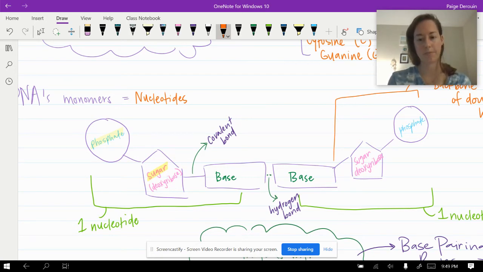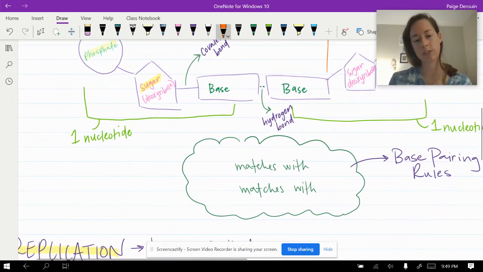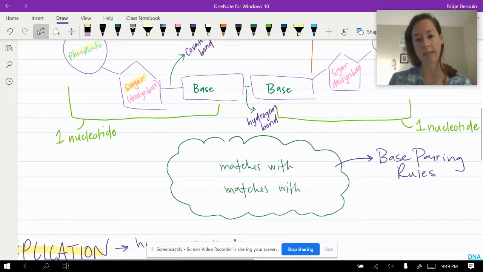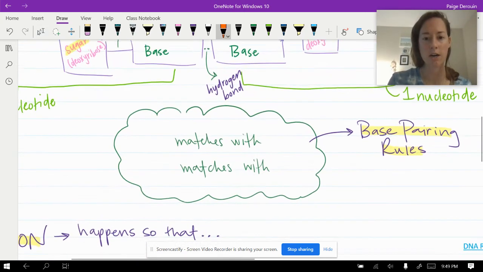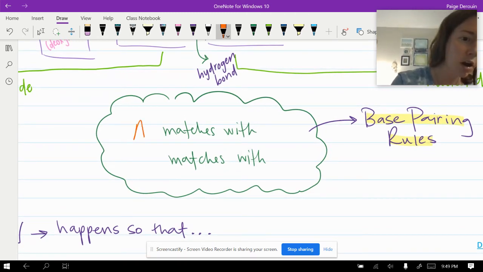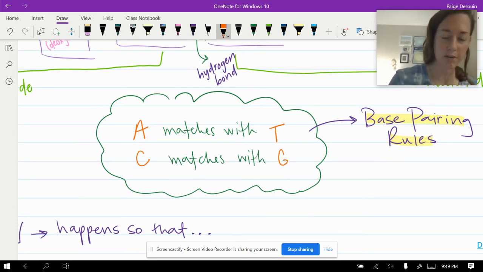Okay. What's nice about this is that certain bases only pair with each other every time. So there are certain base pairing rules that I'm going to tell you now. And they are that A always matches with T and C always matches with G.